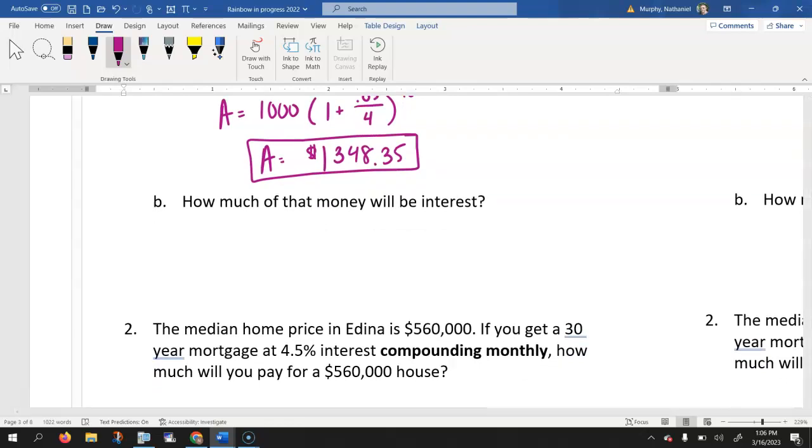So if I subtract the original investment, that $1,000, we're left with $348.35. So that's how much free money we get in interest.